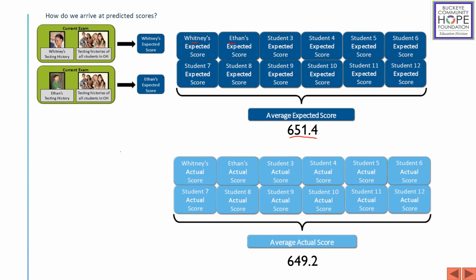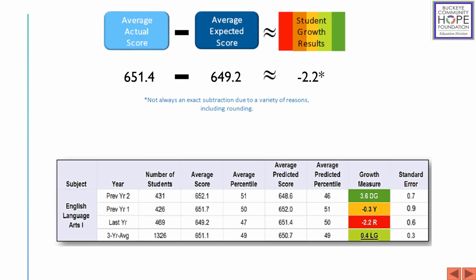Once they take the test in the spring, we take the actual score and calculate the average, and they had a 649.2 average score, the score that they actually achieved. So we're taking, in this case, the 651.4, minus what we expected them to get, 649.2, and they have a negative 2.2.